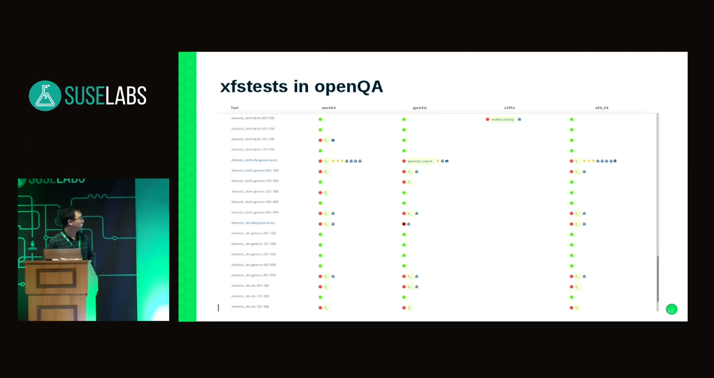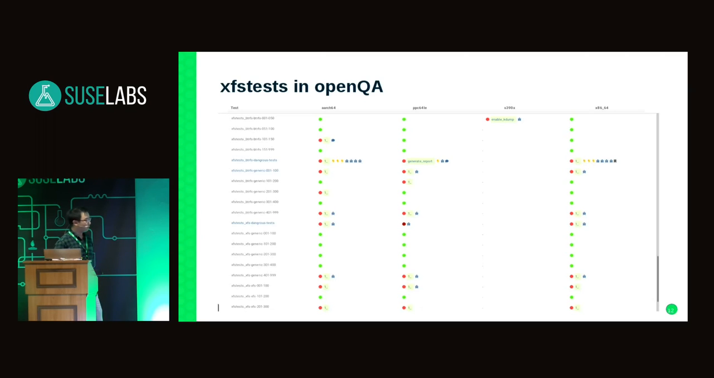Here's what it looks like in openQA. I split xfstests into pieces. Some groups contain 50 test cases, some of them contain 100. You can see the green bubble is a pass, and the red one is a fail. Next to the red one, you can see some bugs.